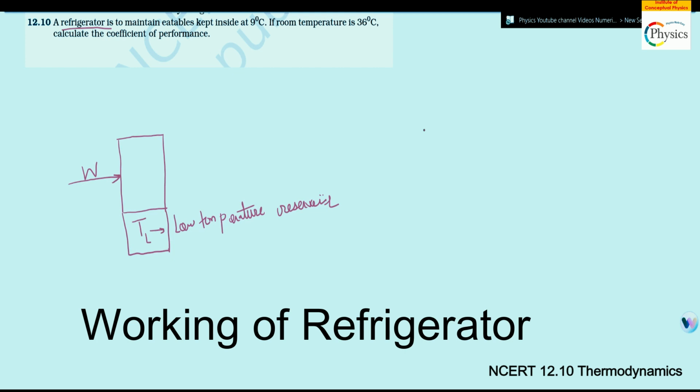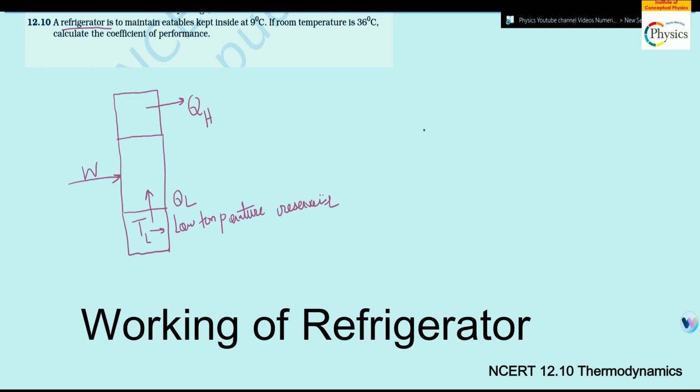This work done extracts heat from this low temperature reservoir. This heat is called Q low. And then this heat is thrown to a high temperature reservoir, which is your environment, the room in which the refrigerator is kept. This is called QH. You can feel the heat.